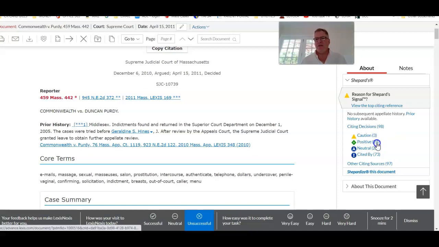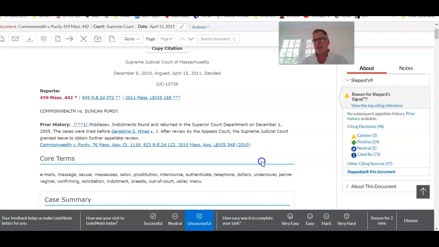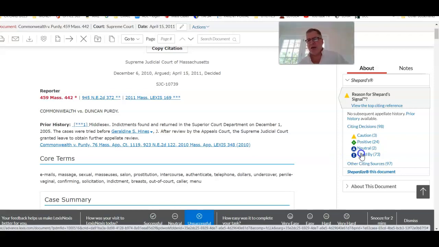All right. We have 24 positive cases. That's good for you, because if you are putting together a legal argument, those are 24 cases that are on your side. So this is a good tool for research. You can click on the 24 and it will bring up those 24 cases, and you can read the relevant language. And you can use those cases to further support your position, which I did. I looked at those, and I think some of those were helpful to me. All right. Out of the 98 citing decisions, 2 were neutral. They really didn't go one way or the other. Cited by 73. I think that's the same thing. I'm not sure what that means.